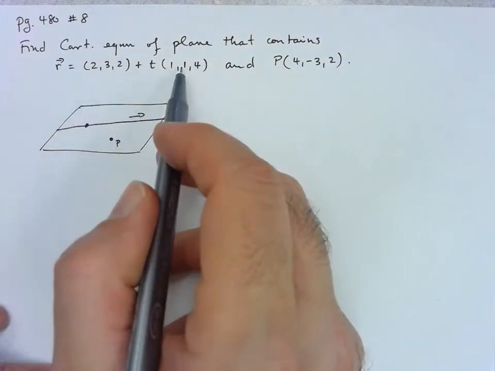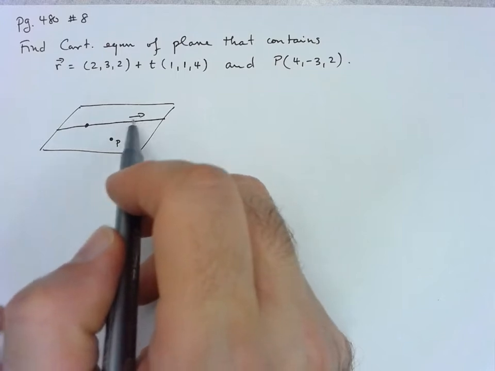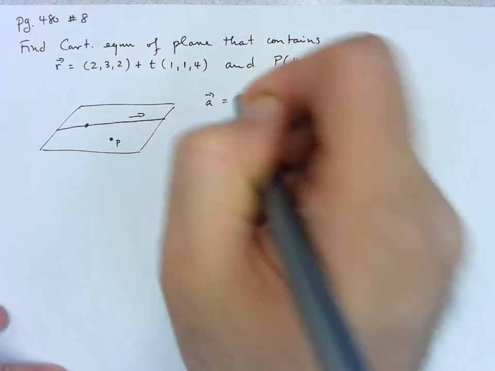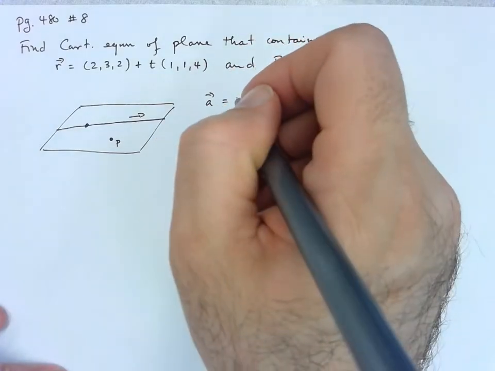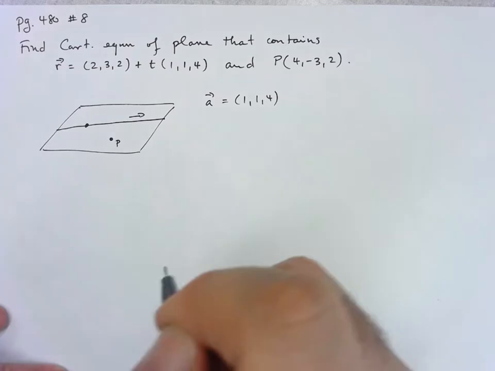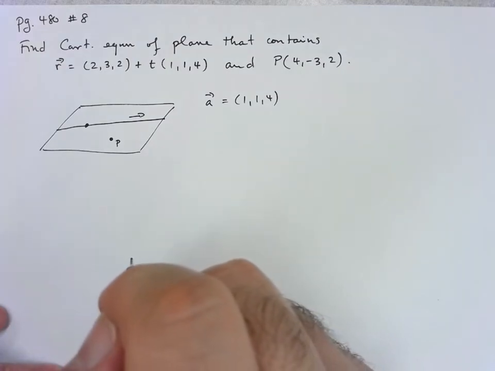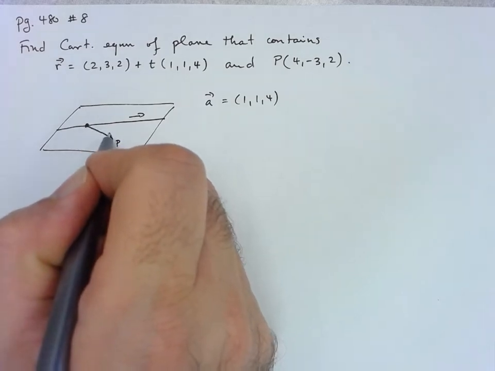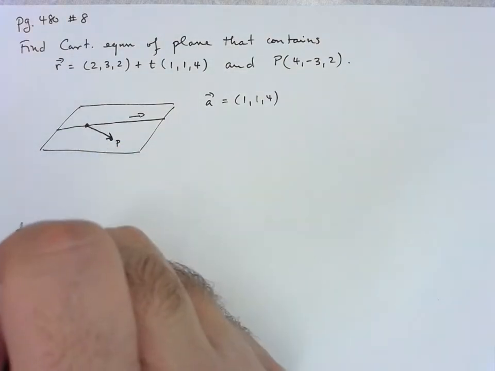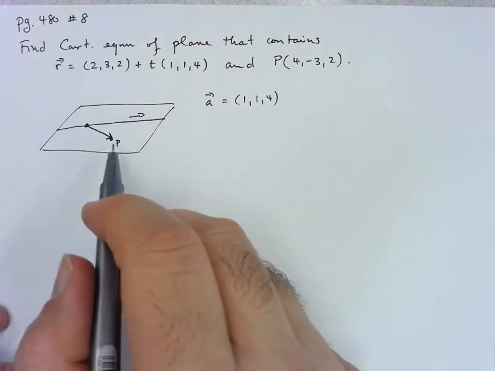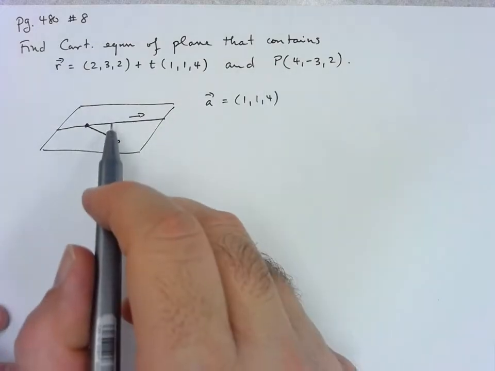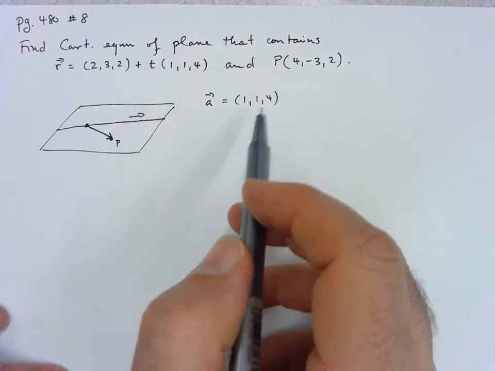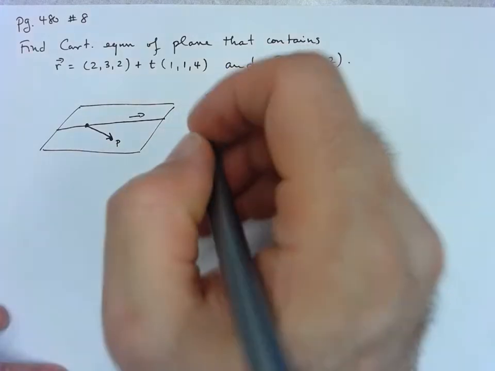Since this line is on the plane, its direction vector can be drawn on the plane. So there you go, I've got one direction vector for my plane, 1, 1, 4. Now, in order to determine a second direction vector, I can join the point on the line with that other given point. The only thing I have to be careful of is to make sure that this point is not on the line itself, in which case I'd have a problem, because the direction vector would end up being parallel to this one here. So we'll see what happens.